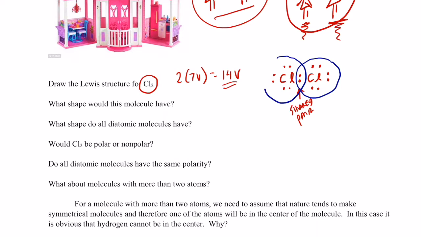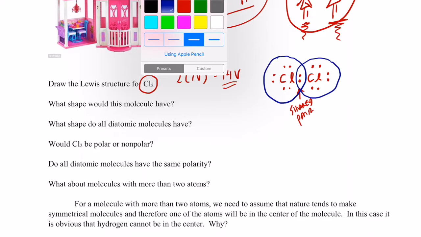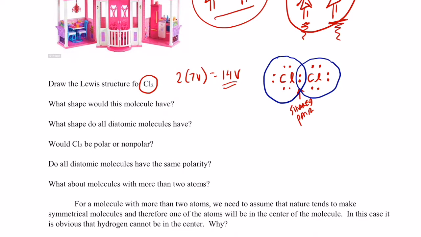And doesn't this chlorine atom have, for part of the time, 8 electrons around it? Yeah, it has an octet. They both have a noble gas configuration. So that would be my Lewis structure for chlorine gas, Cl2. Now what shape would that molecule have? Well, that's pretty easy to describe in this case. There's only 2 atoms, and whenever 2 atoms are bonded to each other, the shape is always going to be linear. It can't be anything else.